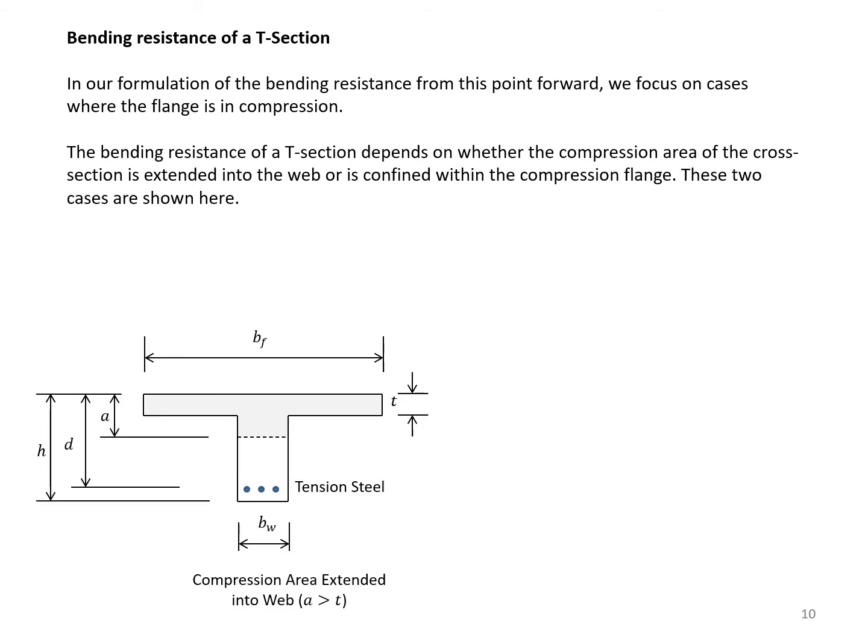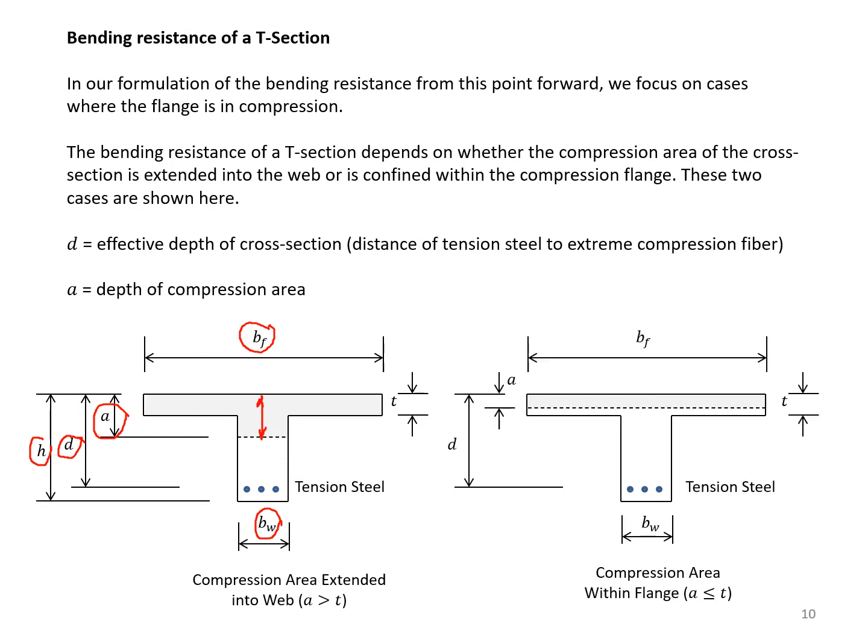As you can see in this figure, the compression area, which is represented by the dimension A, has extended all the way to the web. Please notice that the effective depth of the section is D. The overall depth of the section is H. Notice BF, which is width of the flange, versus BW, which is width of the web.